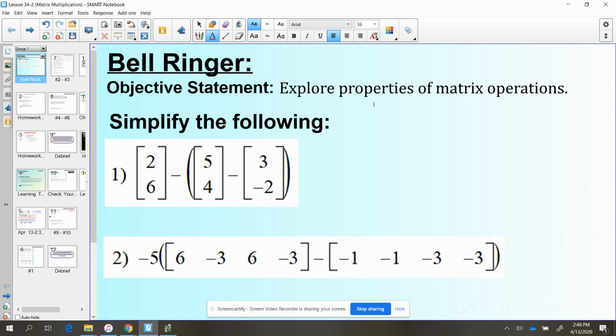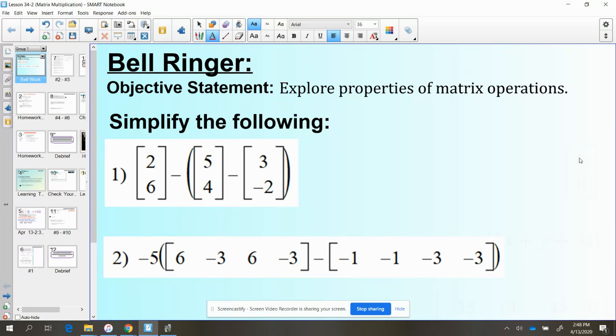Hi everyone, so today we are going to continue on with our matrix operations, specifically matrix multiplication. So to warm up, I want you to complete the bell ringer, just a little bit of practice with the operations we've already talked about, adding, subtracting, and scalar multiplication. So take a moment on your own to answer the following two questions.